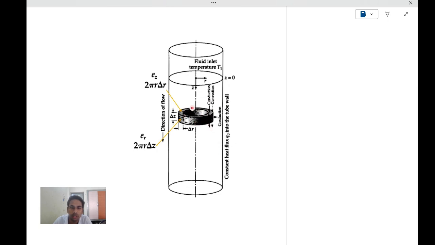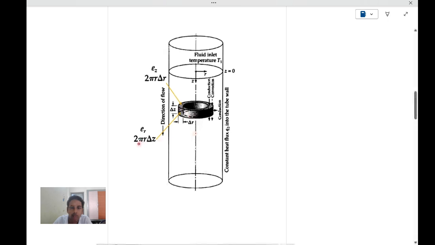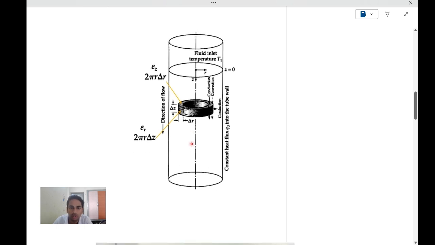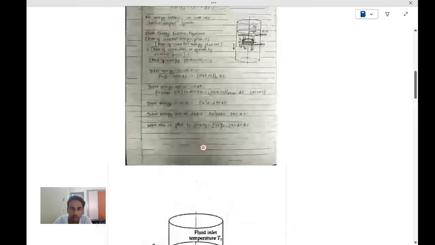Here you can see that the upper surface area is given as 2 pi r into delta r, and the outer surface area and inner surface area are considered to be 2 pi r into delta z, and Ez and Er are the combined energy flux flowing in and out of the system.